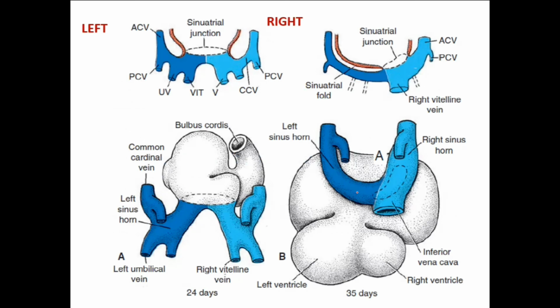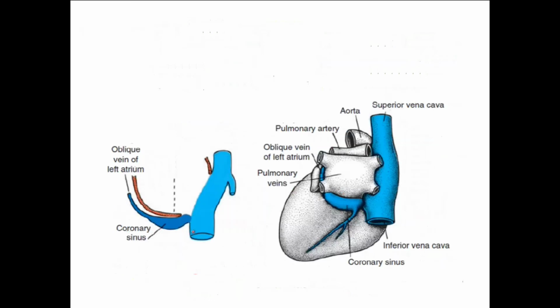Just see its adult remnant, that is the oblique vein of the left atrium and the coronary sinus, which represents the left horn.